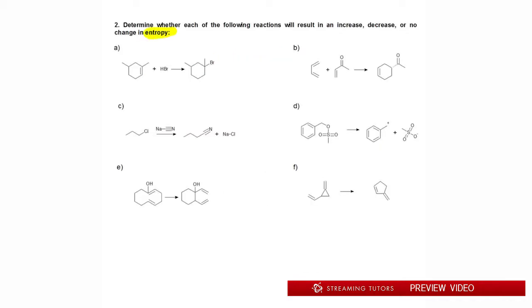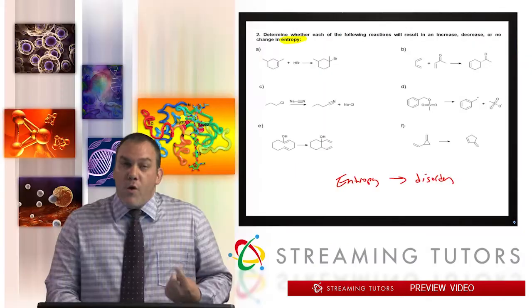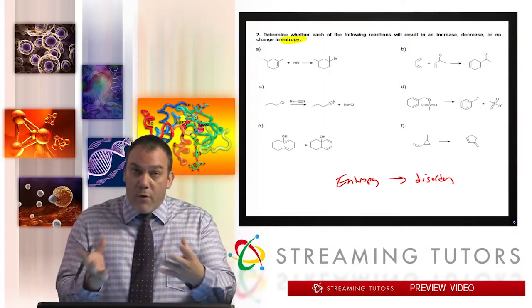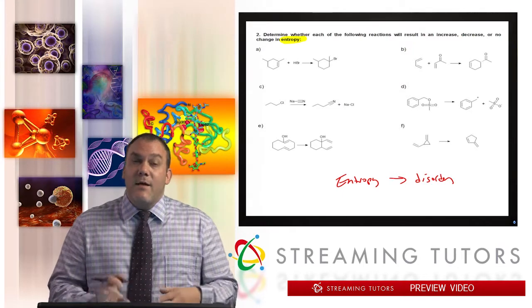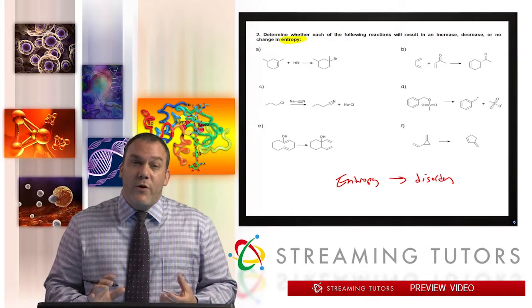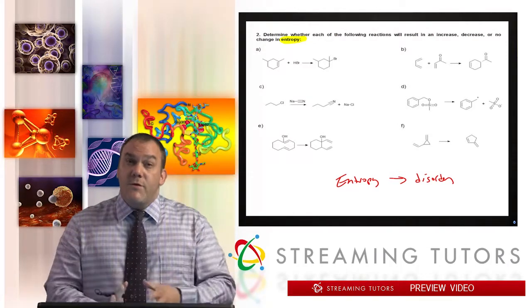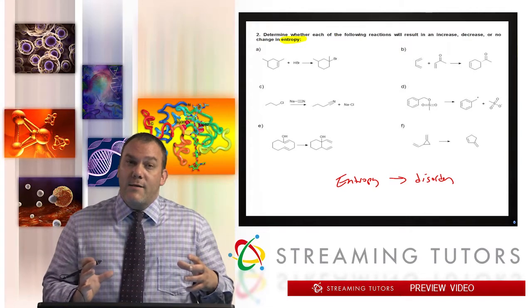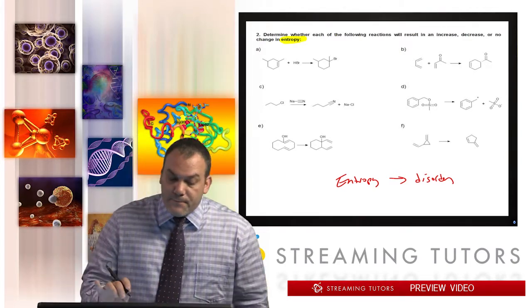Remember, entropy is the amount of disorder, right? This is the amount of disorder. We want to increase disorder. And the way we do that is to have more molecules rather than less. So if you increase the amount of molecules, you're going to increase your disorder in the system. But if you reduce the amount of molecules, you increase the order. You make things more organized. Okay? So let's take a look.